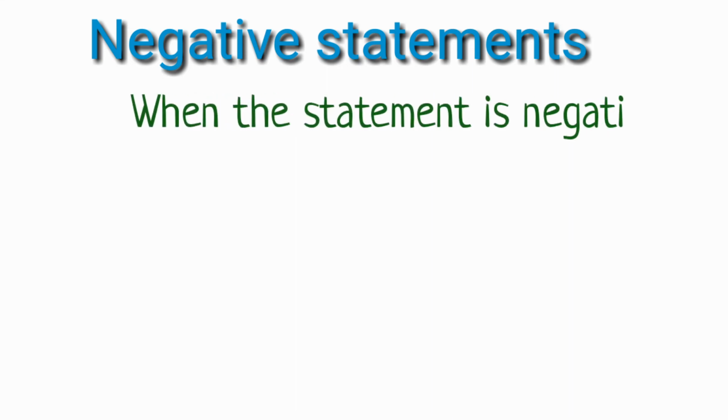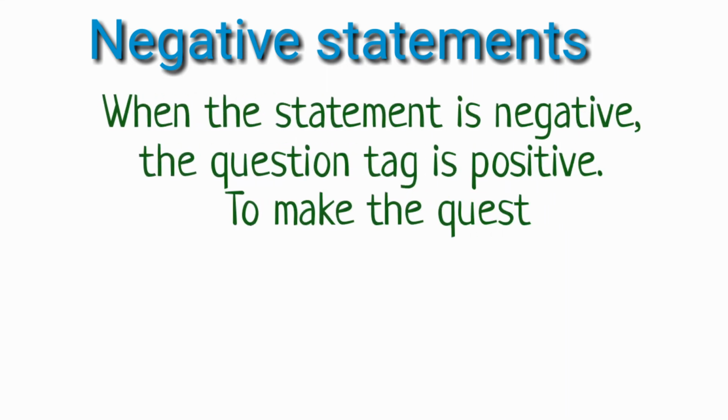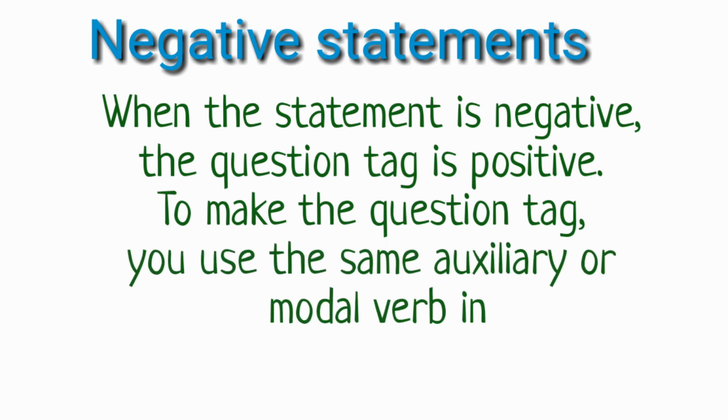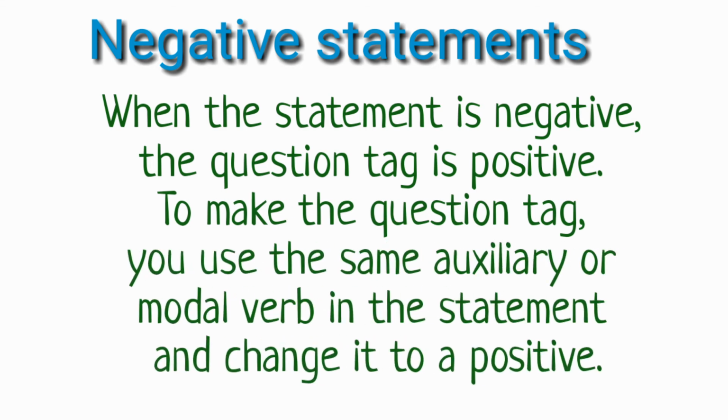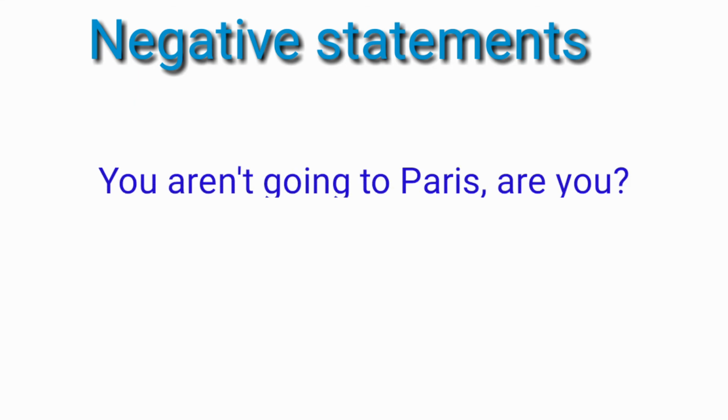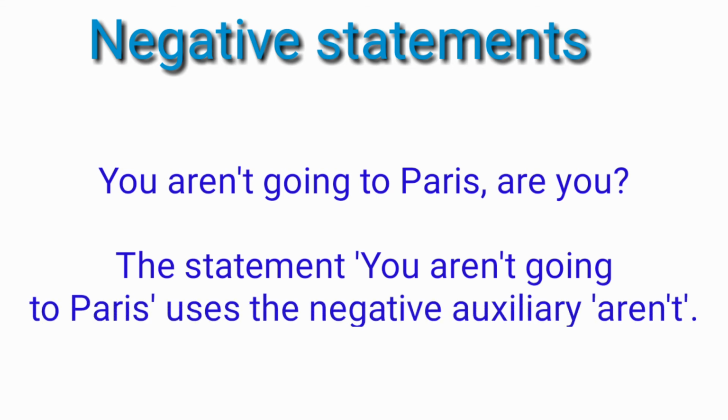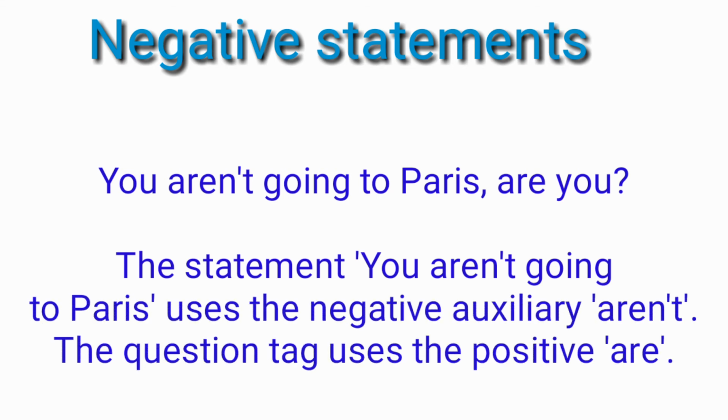Now, negative statements. When the statement is negative, the question tag is positive. To make the question tag, you use the same auxiliary or modal verb in the statement and change it to a positive. Let's see the example. You aren't going to Paris, are you? Here, the statement you aren't going to Paris uses the negative auxiliary aren't. The question tag uses the positive are.